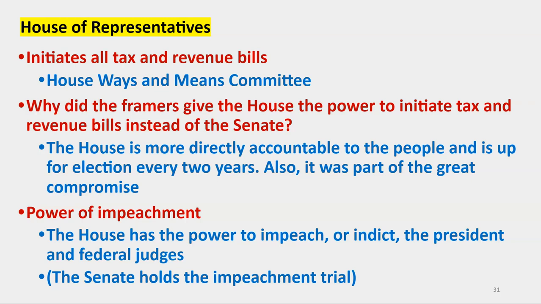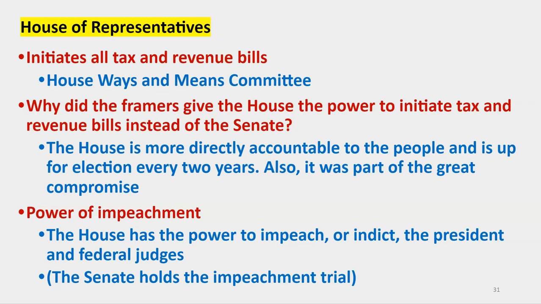Now, why did the framers give the House that power? As I mentioned, because they're more accountable to citizens, having to run for election every 2 years, and also seeing that in the Great Compromise, they're represented by population. Senators are going to represent the entire state. Members of the House are going to represent particular districts, which is much easier for the people to get to those members, to talk to them about things they like or don't like that government is doing. So that was really important there, that it be initiated in the House first and then go to the Senate. But tax and revenue bills would start there.